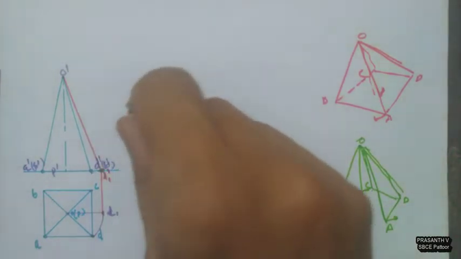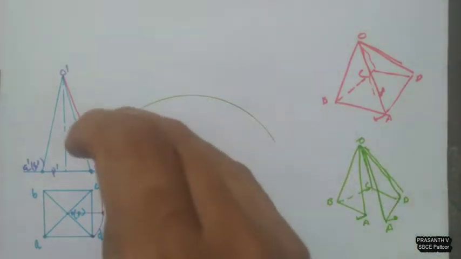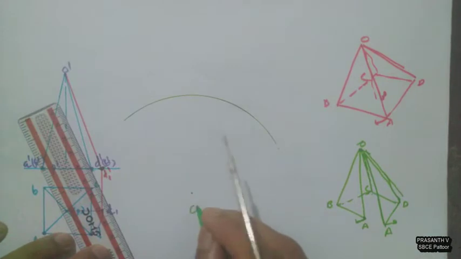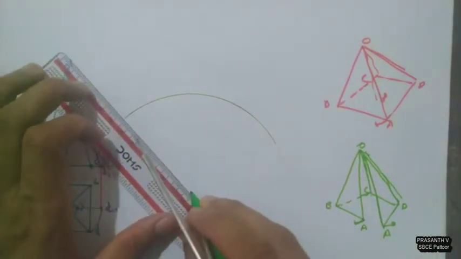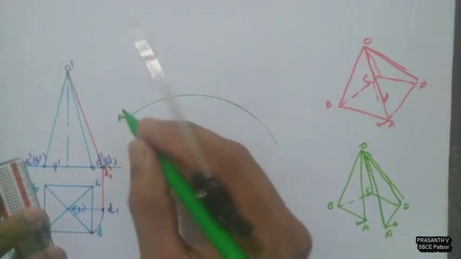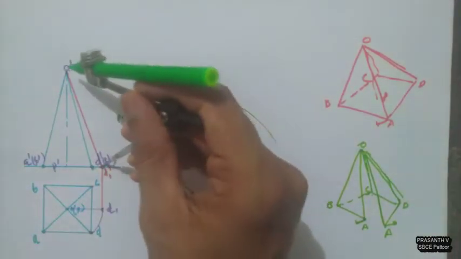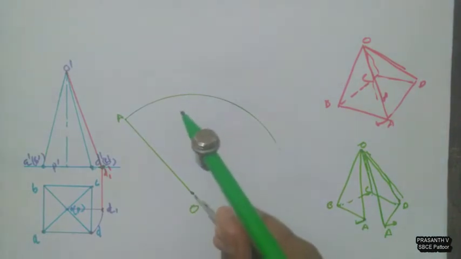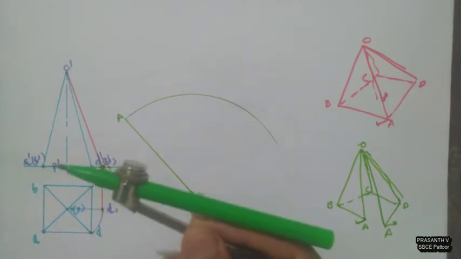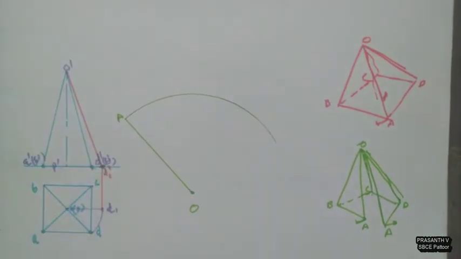Just draw an arc with the same radius, and this center point you name it as O. Now you just join it to one end of the arc and name this point as A. How to name? First you have to take the distance of the slant edge in the compass, and with the same distance draw an arc, and then join the center of the arc to one of the ends and name it as point A.